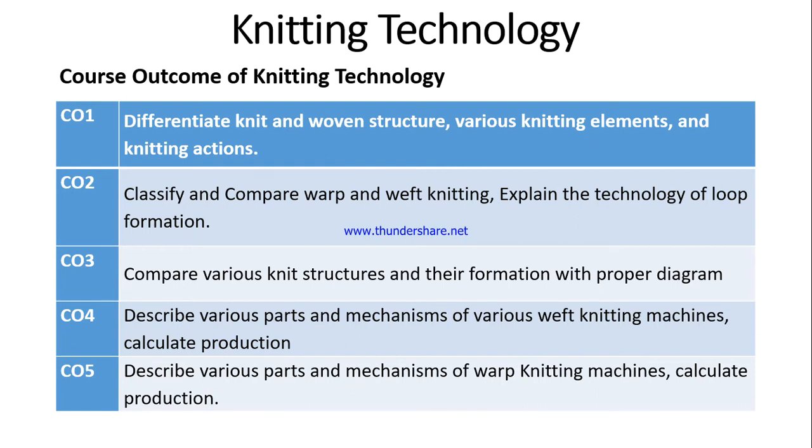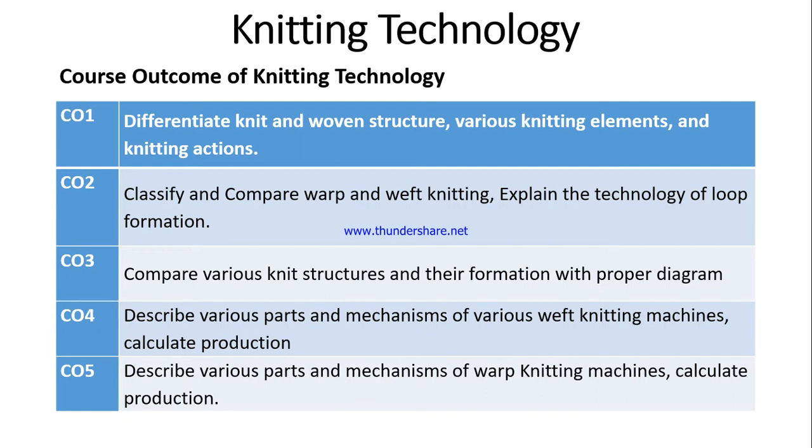Then course outcome 4, you can be able to describe various parts and mechanism of various web knitting machines and calculate production of web knitting. As you come to know, there are two types of knitting, warp knitting and web knitting. So various web knitting machines you come to know after completion of this course, and you can be able to calculate the production of the web knitting machine from the given parameters.